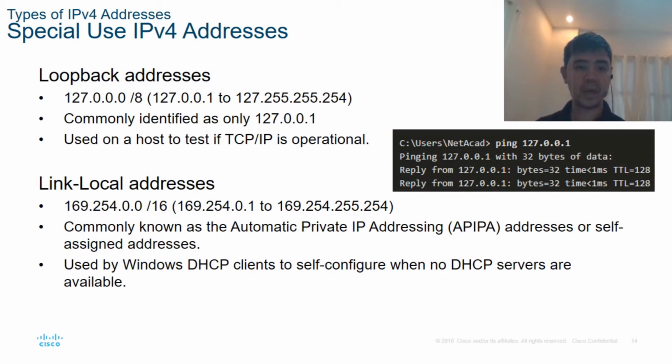We have this loopback. The loopback address is 127.0.0.1. This is the popular one. It is used to test the TCP/IP stack. It is also very popular with programmers.